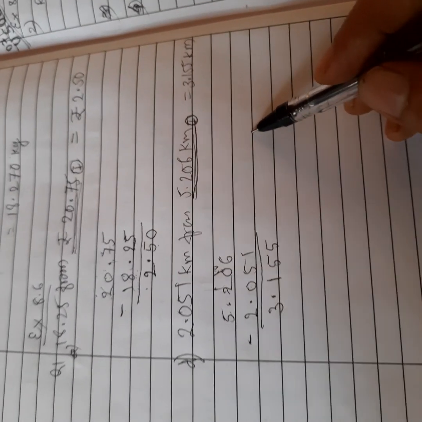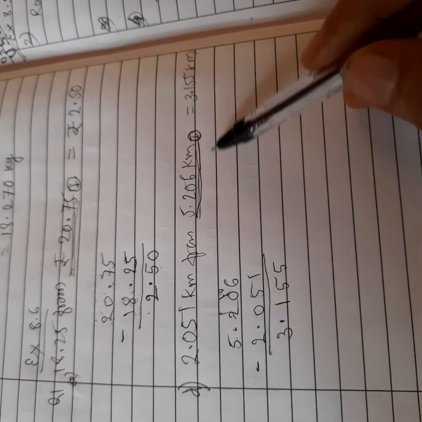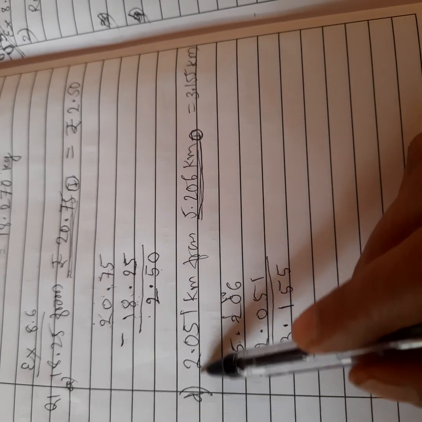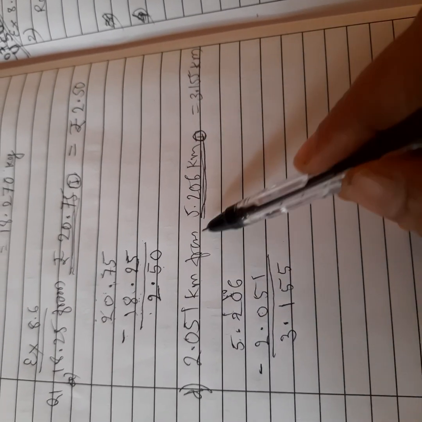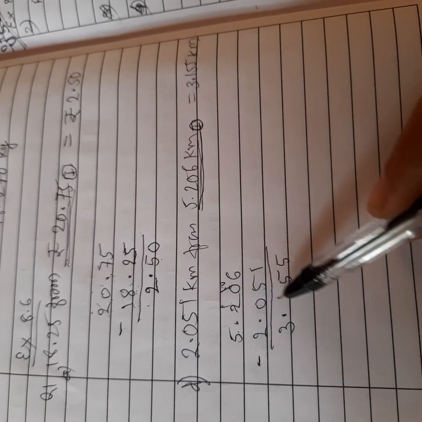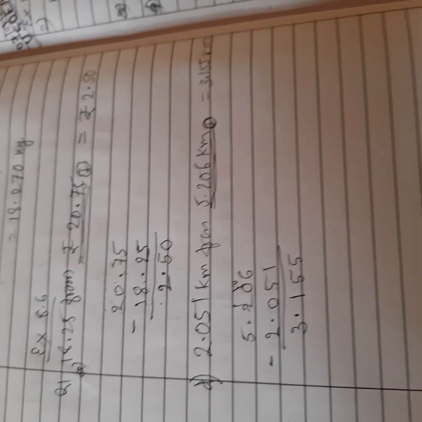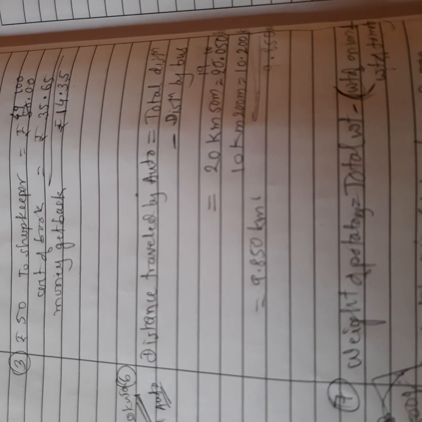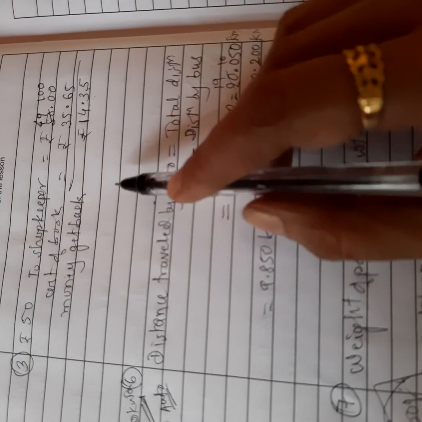Now next, we have to subtract this kilometer value from this kilometer value. Again it is written 'from', which means we write this number first, and we will solve it further. Now next word problems, that is question 3, we have solved.